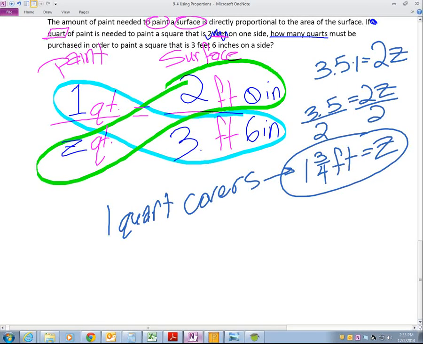Okay, 1 3/4 feet. If we want to put it back into inches, what would 3/4 of a foot be? How quick is somebody going to get this? What is it? Yeah, 9 inches. So you could say 1 foot 9 inches. Good.